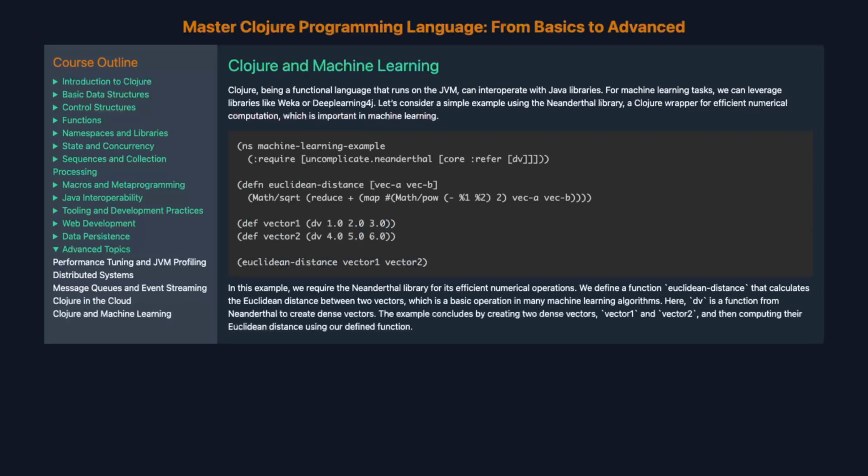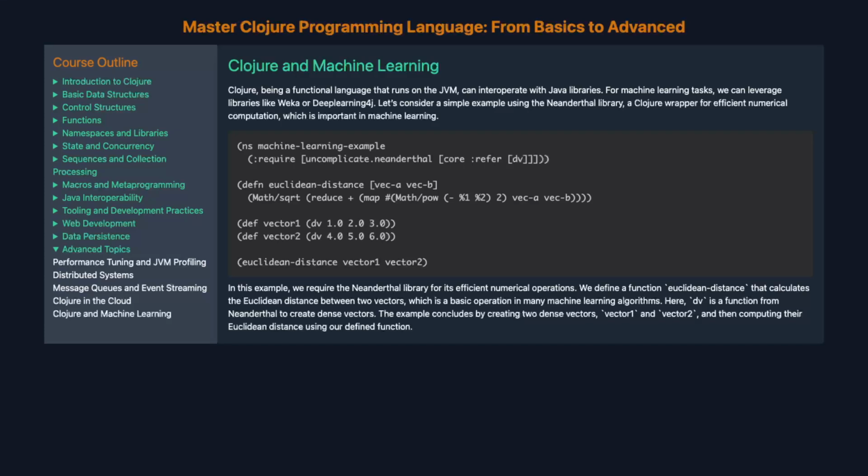Clojure and machine learning. Clojure, being a functional language that runs on the JVM, can interoperate with Java libraries. For machine learning tasks, we can leverage libraries like Weka or Deeplearning4j. Let's consider a simple example using the Neanderthal library, a Clojure wrapper for efficient numerical computation, which is important in machine learning. In this example, we require the Neanderthal library for its efficient numerical operations.